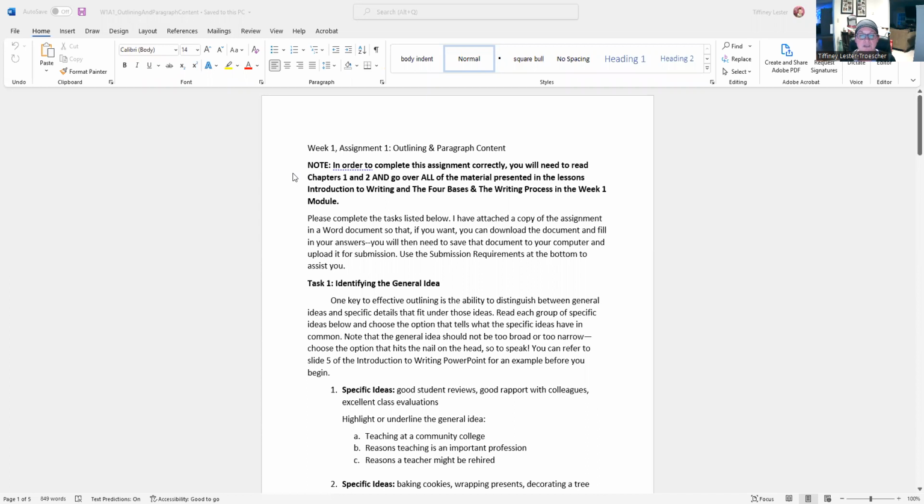correctly, you'll need to read chapters 1 and 2 and go over all the material presented in the lessons on introduction to writing and the 4 bases in the writing process in the week 1 module. If you do not have your book yet, it's okay. You do not have to read chapters 1 and 2. Those PowerPoints in the week 1 module go along with those chapters.